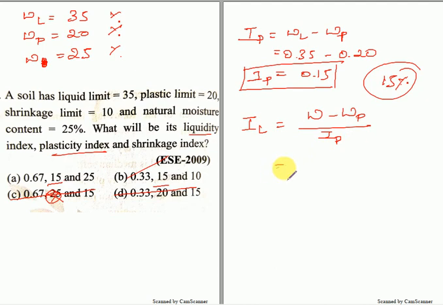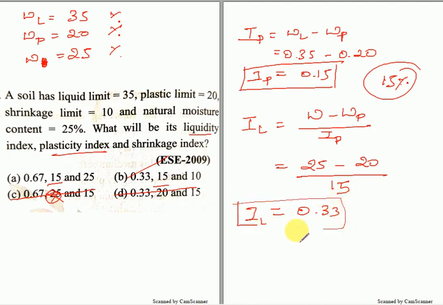So what is W? W is natural water content. Natural moisture content is 25, minus the value of WP, which is 20, divided by IP, which is 15. It comes to be 0.33. The value of IL will be 0.33. So you came to know 0.33, but here 0.33 is not there.